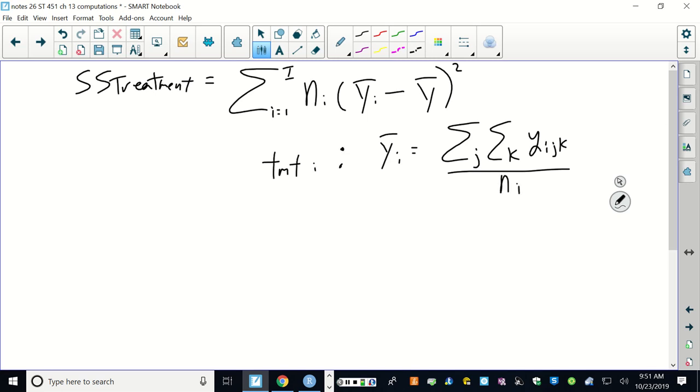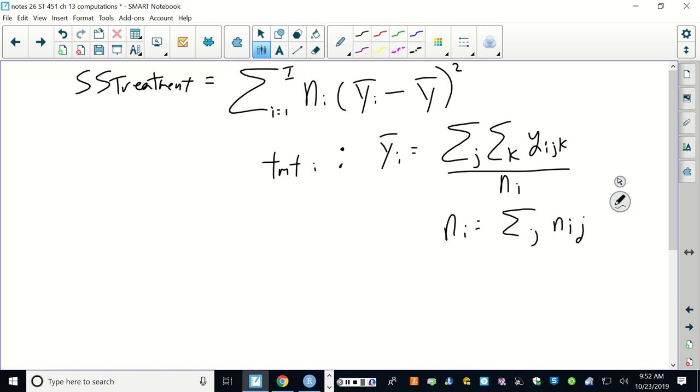Over the number that get that treatment. And right, so this n sub i is a sum over all the blocks of the sample size for treatment i in that block. In writing out notation with this, there's a lot of subscripts and a lot of keeping track of things. But anyway, this would be the sum of squares treatment.